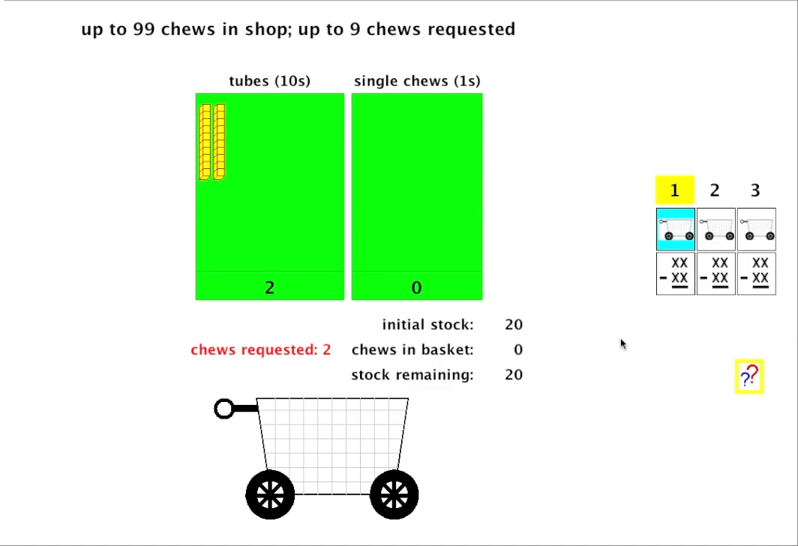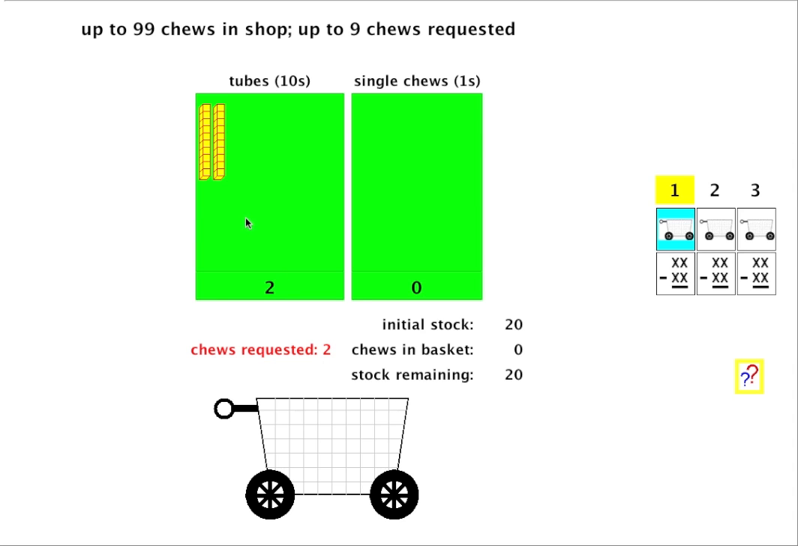I'm going to show you how to use the applet Tuckshop, which deals with subtraction. And when you first fire it up, this is the picture you see. In the two green boxes are a number of chews in the shop. The left hand one shows them in tens and the right hand one shows them in singles. And in red it shows the number of chews that the customer has requested, which in this case is 2.